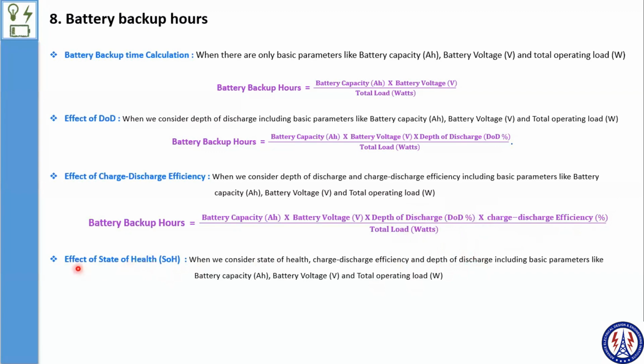Now, what is the effect of state of health? When you consider the charge discharge efficiency, state of health, depth of discharge, including your basic parameters like battery capacity, battery voltage, and operating load, what would be the formula? If you are considering the state of health of the battery as well, what is the resultant formula you are going to use in the field?